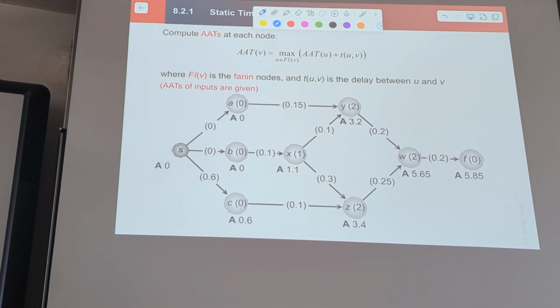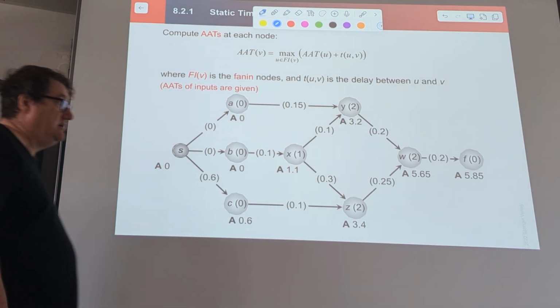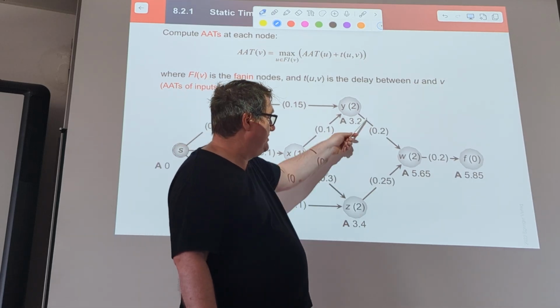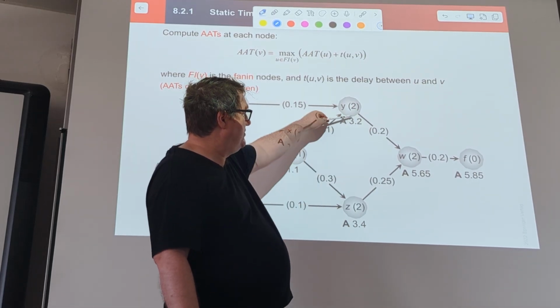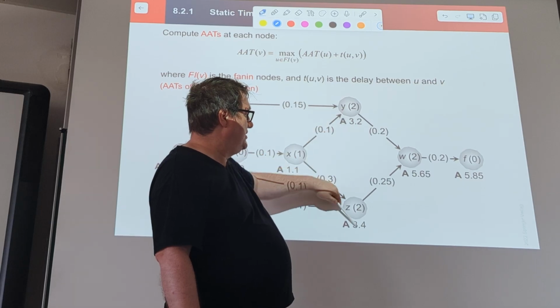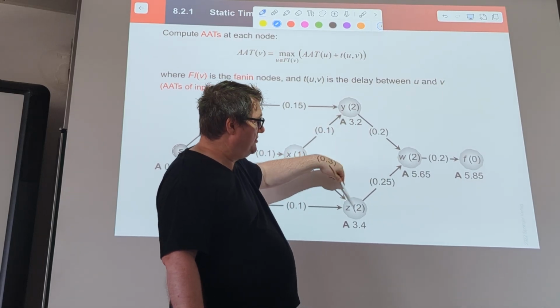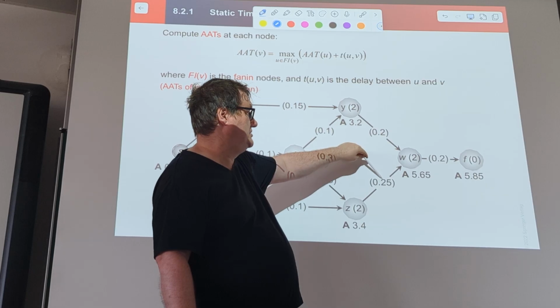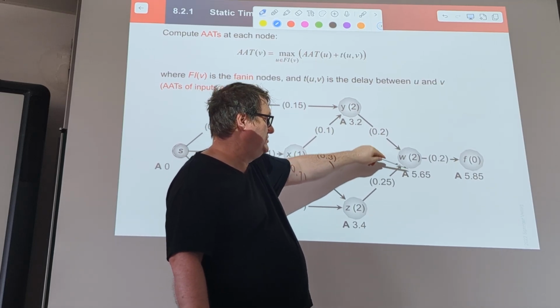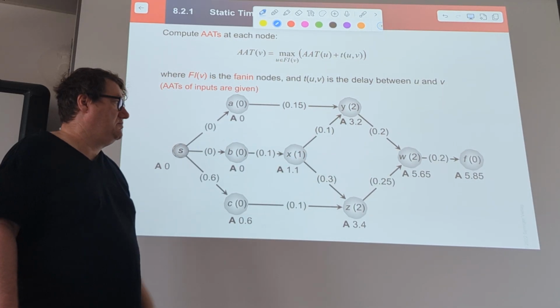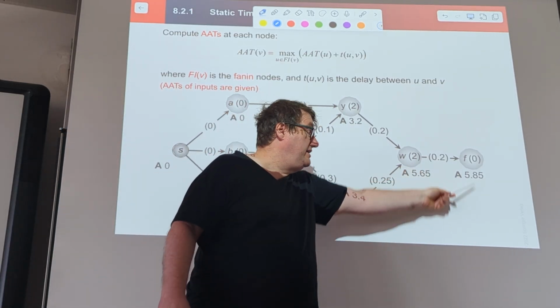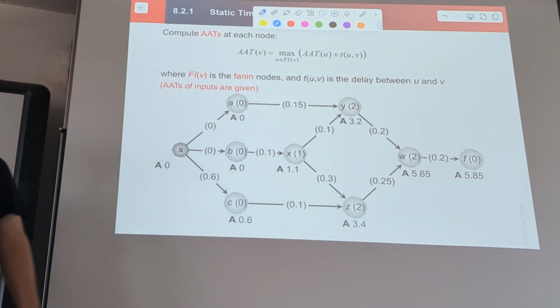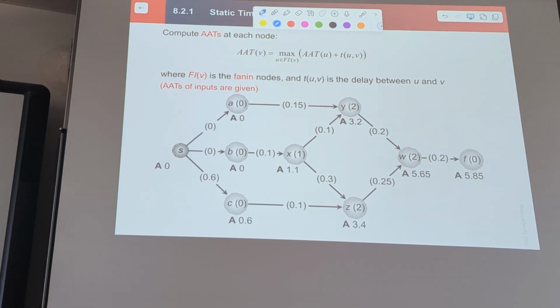So with that, we finally end up, we do the same here. So here we start at 3.4, here at 3.2, 3.4 plus this is the longer path, so 3.4 plus 0.25 plus 2, that's the 565, where it arrives here. Then we have the wire delay, and at the output we end up at 5.85 nanoseconds.